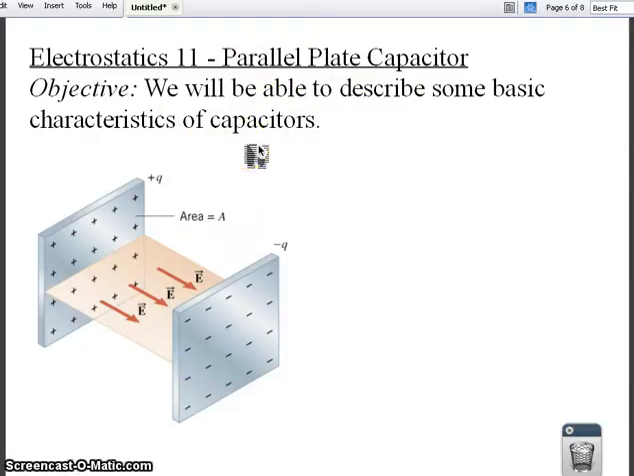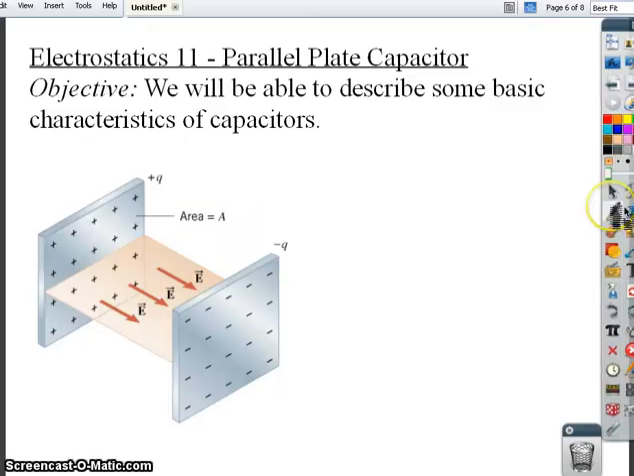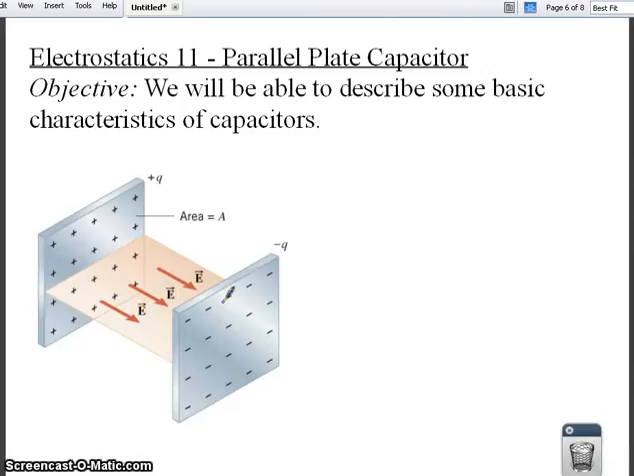So far in electrostatics, we have talked about point charges and voltages and electric fields and forces and things like that. And really, a lot of that is very theoretical. A capacitor is kind of nice because it is a very practical application of charge and electric fields and everything else. So a parallel plate capacitor is pretty much what it sounds like.